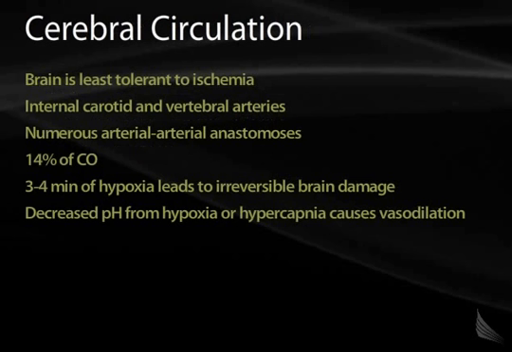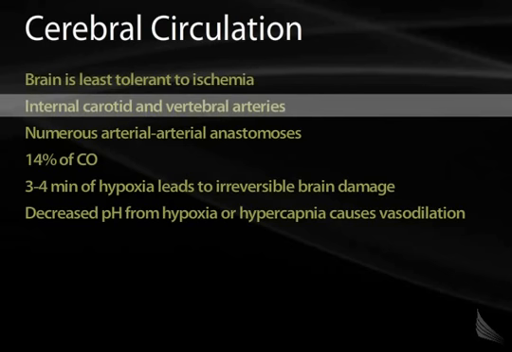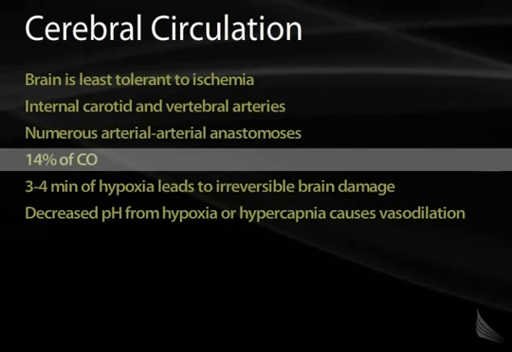The cerebral circulation is responsible for delivering blood flow to the brain. The brain is one of the least tolerant parts of the body to ischemia. Therefore, the cardiac output to the brain has to remain constant. The cerebral circulation is supplied by the internal carotid and the vertebral arteries. Through the circle of Willis, there are numerous arterial-to-arterial anastomoses. The reason for these AA anastomoses is to allow constant blood flow throughout the entire brain, especially in the face of possible stroke. The brain receives approximately 14% of the cardiac output.